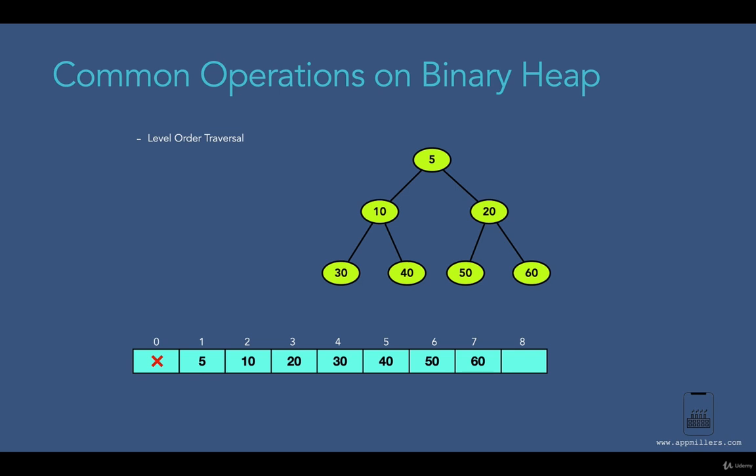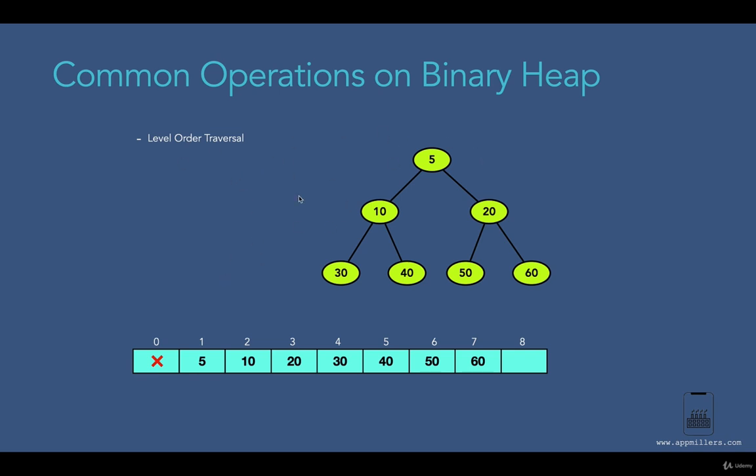Now in the case of level order traversal, we know that we are visiting elements level by level. And when we are implementing a binary heap using an array, level order traversal becomes very easy, because we are just traversing through this array, since the elements in the array are located level by level. As you can see, in the first level we have 5, and in the first index we have 5. In the second level we have 10 and 20, and all elements are located from left to right.